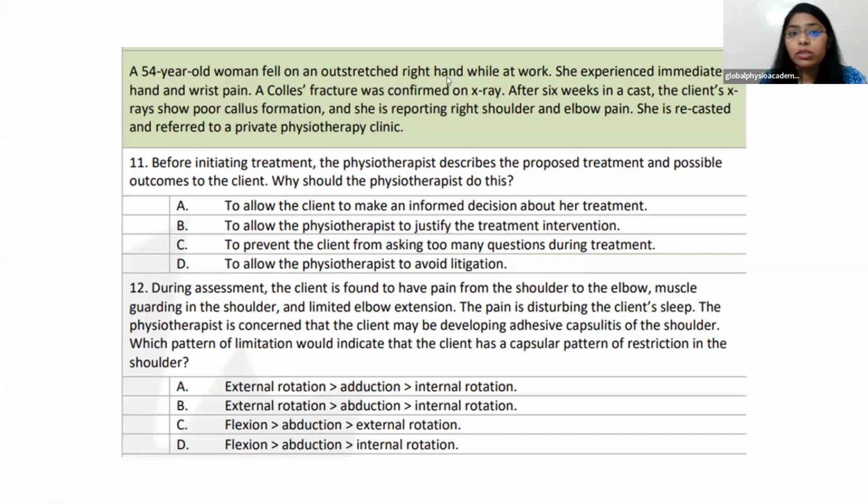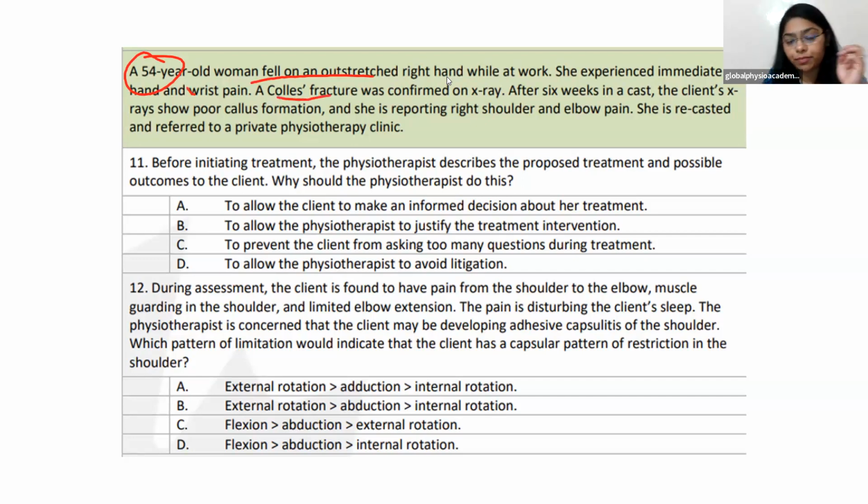So now this vignette, you have to read properly. So I'm giving some strategy on how to read the vignette. First of all, age, 54 years. What happened? Fell on an outstretched hand. Immediate symptoms, wrist pain.